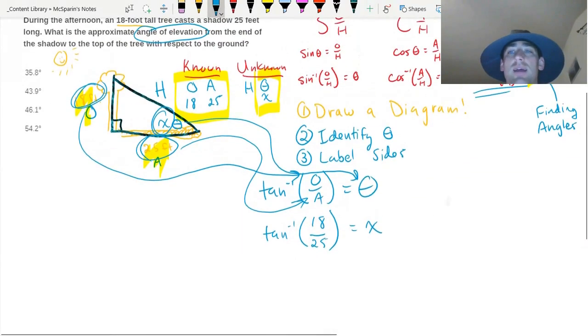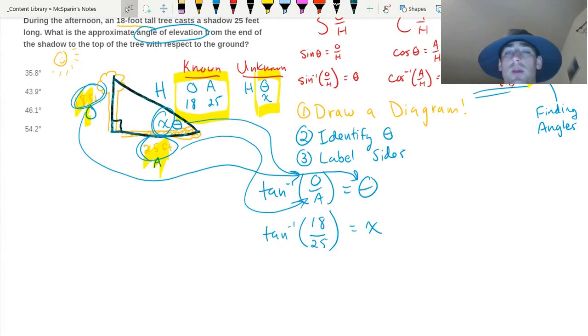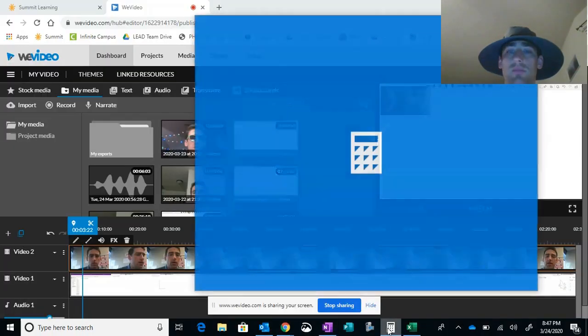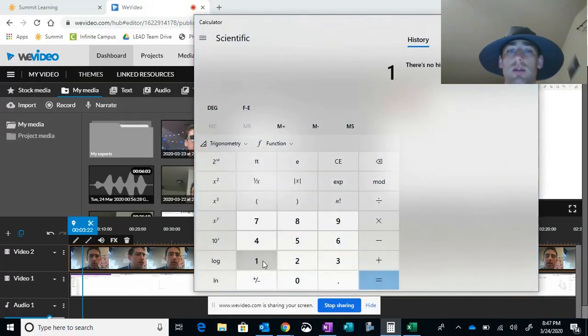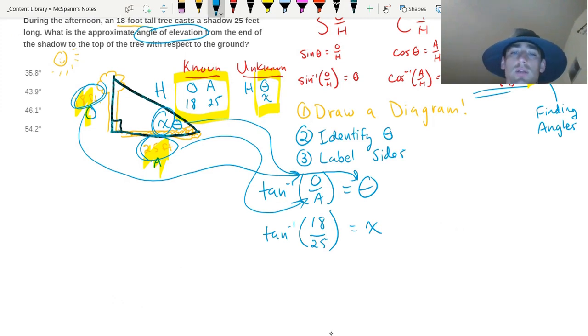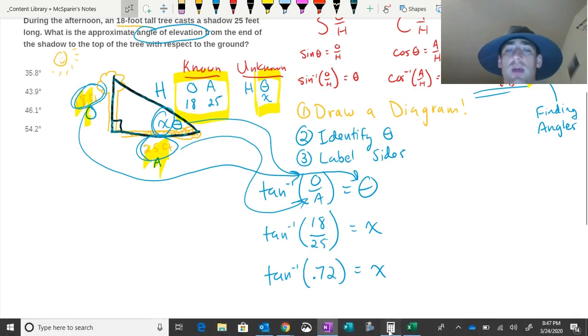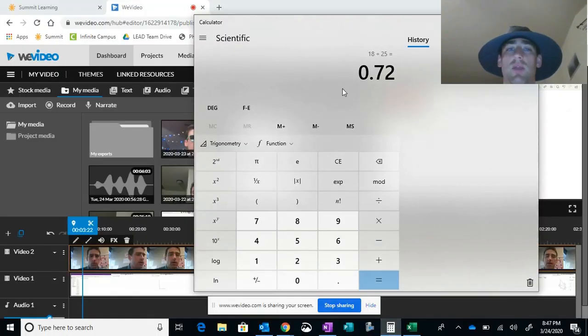All right, now, guys, it is all calculator work from here. Okay, so I'm going to go to my calculator and do 18 divided by 25. Hello, calculator. 18 divided by 25 equals 0.72. Is this one really close to yesterday's? That's interesting. All right, so that is inverse tangent of 0.72 equals x. Now, remember, I can just leave that 0.72. Look, it's already on my calculator. Don't have to retype it.